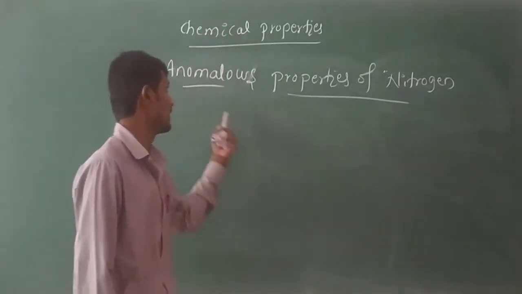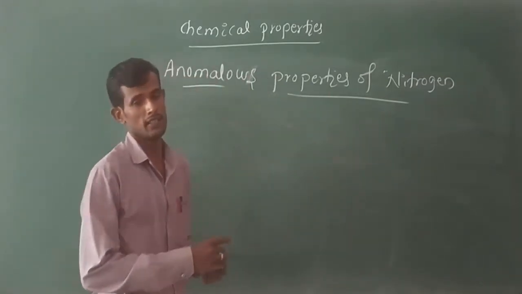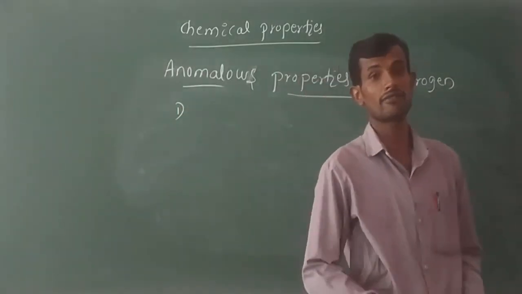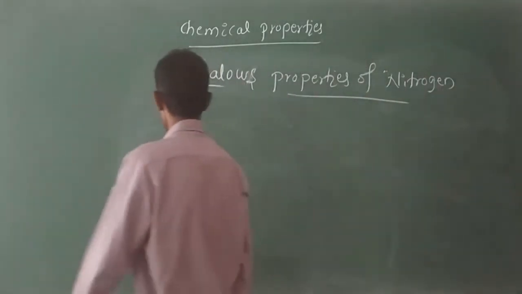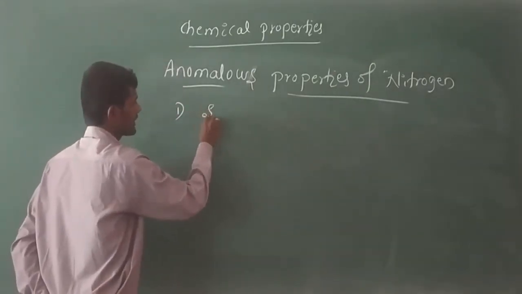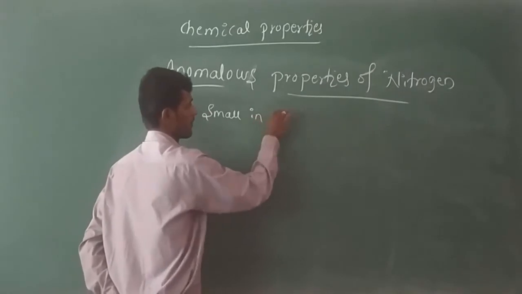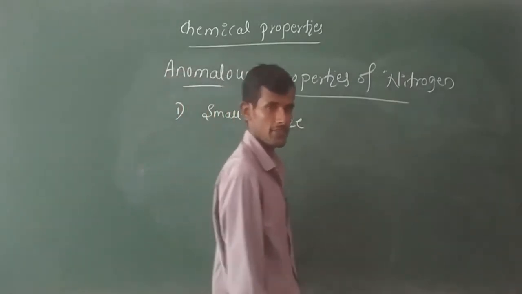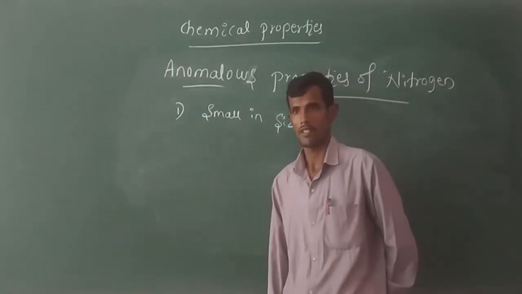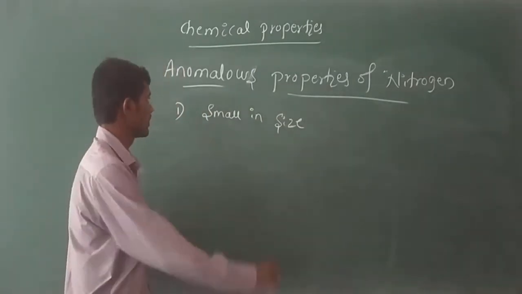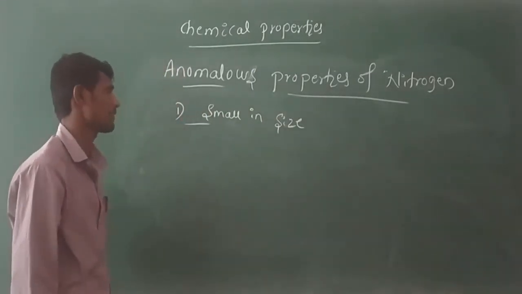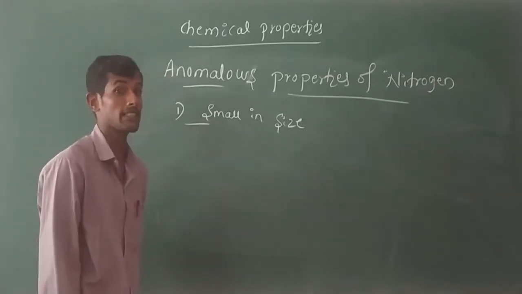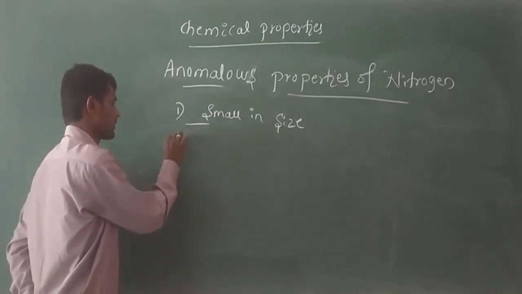That concept we are learning as anomalous properties of nitrogen. Okay, what are some properties? See here, the first point is small in size. If you move down the group, what about atomic size? It increases. Write one point: nitrogen is small in size compared to other elements present in the same 15th group.